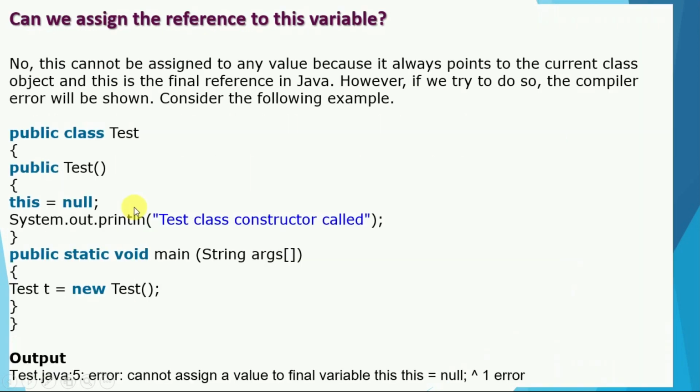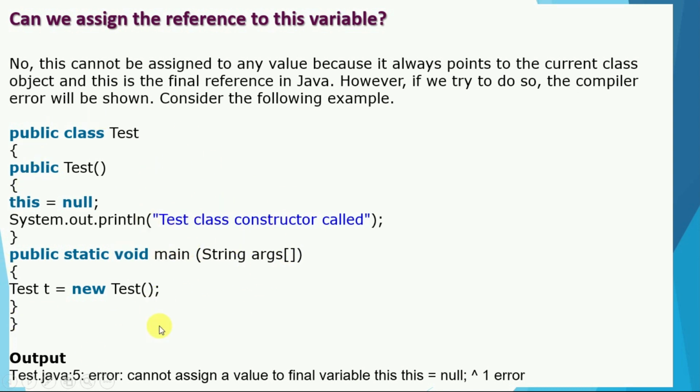So can we assign a reference to this variable? No, this cannot be assigned any value, because it will always point to the current class object, and this is a final reference in Java. If we try to do so, a compiler error will be shown.